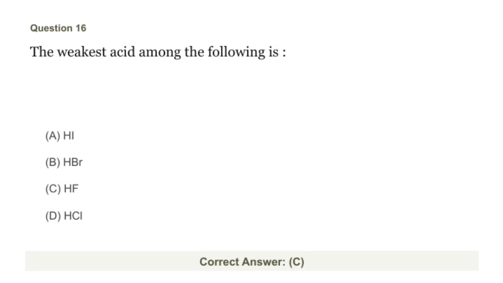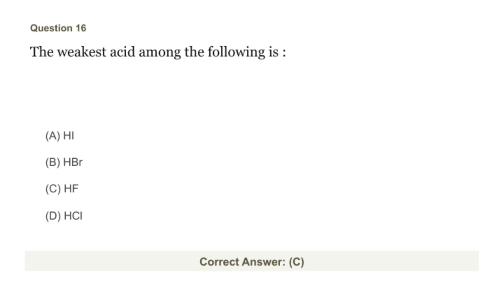Let's look at this question about acids. The question asks, among the options given, which one is the weakest acid? Now remember, the strength of an acid depends on its ability to donate protons. When comparing acids like HI, HBr, HF, and HCl, we need to consider their bond strengths and how easily they release protons. In this case, HF is known to be a weaker acid compared to the others, despite fluorine's high electronegativity. This is because the HF bond is quite strong, making it less likely to ionize completely. So the correct answer here is C, HF.